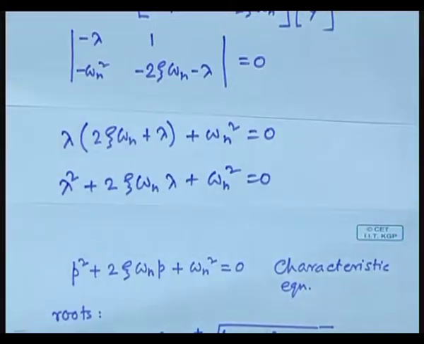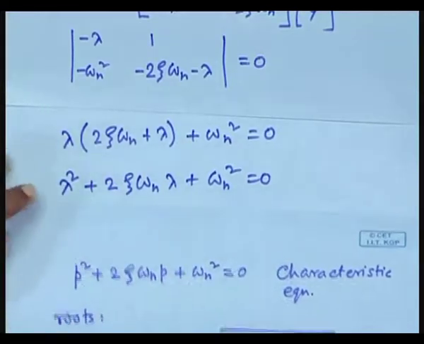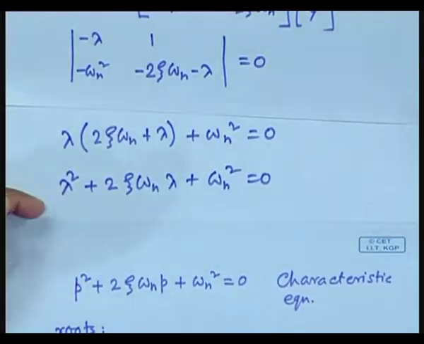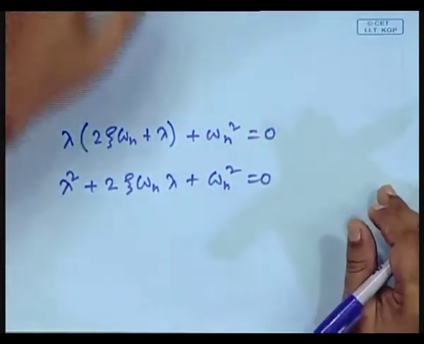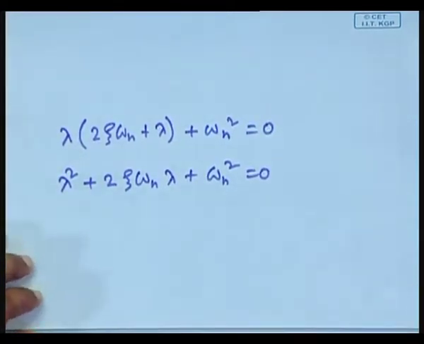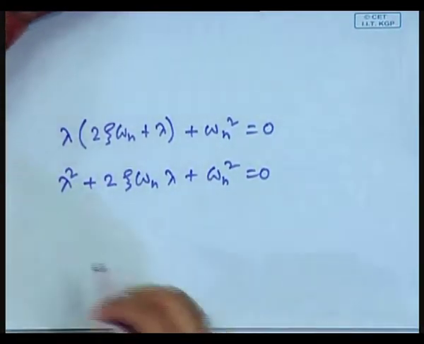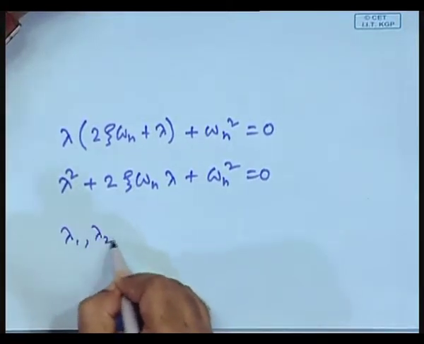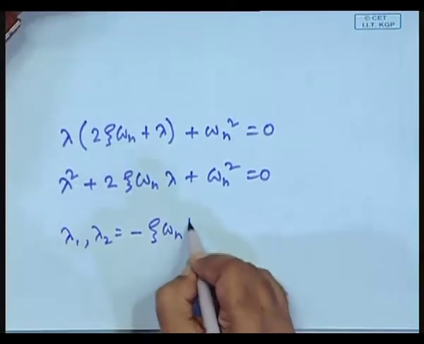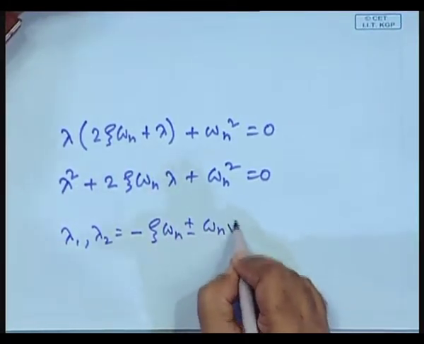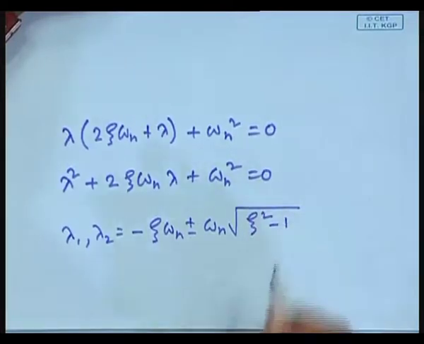So, which means that if you have a 2-dimensional form, then its characteristic equation is the same as the equation that yields the eigenvalues for the first order form. So, the roots will be exactly the same as the eigenvalues. So, in this case, what are the eigenvalues? We have already obtained. So, lambda 1, lambda 2 are minus zeta omega n plus minus omega n root over zeta square minus 1.